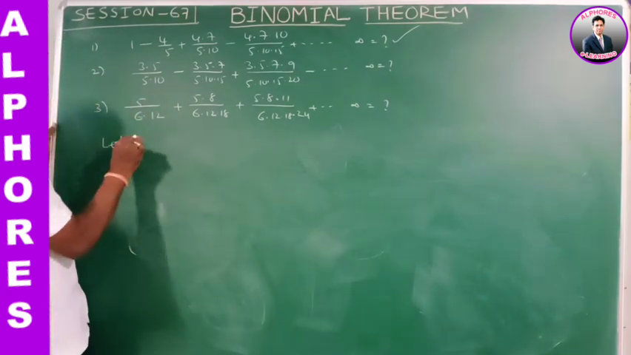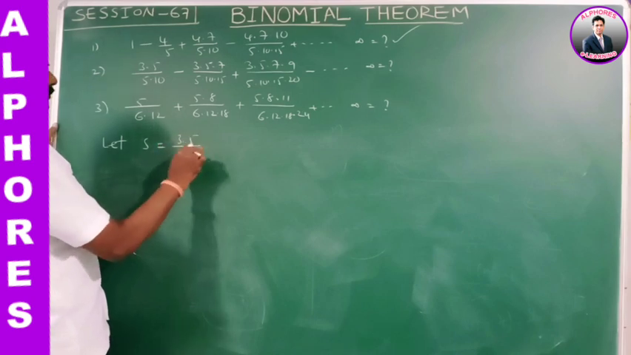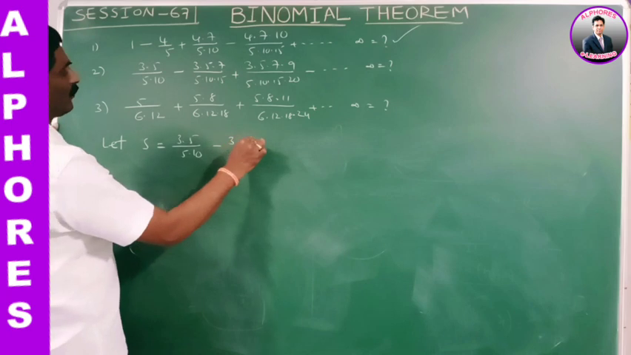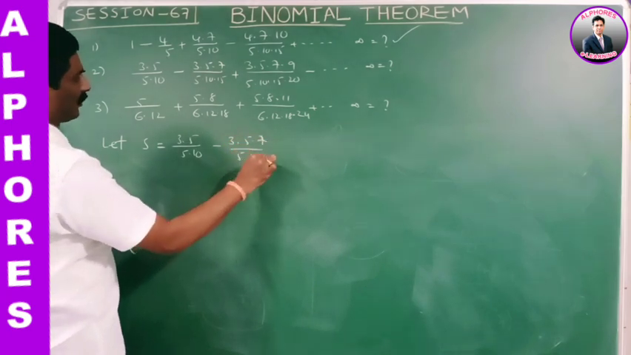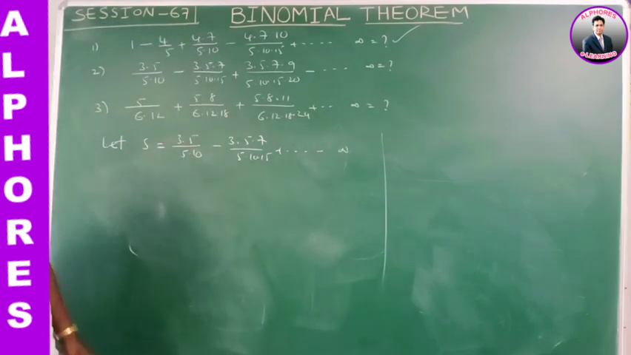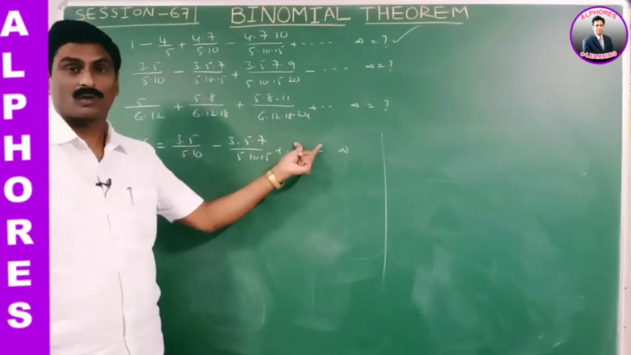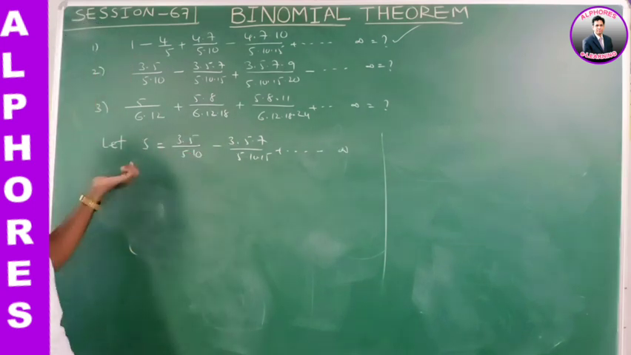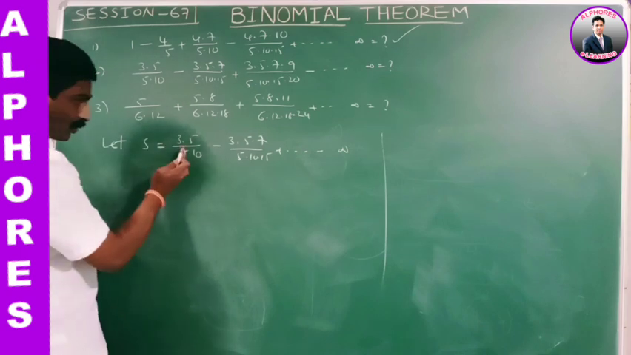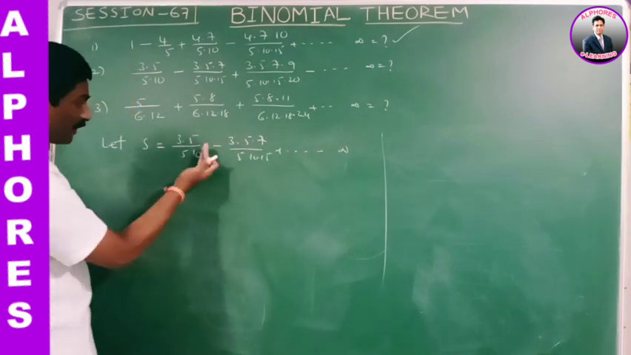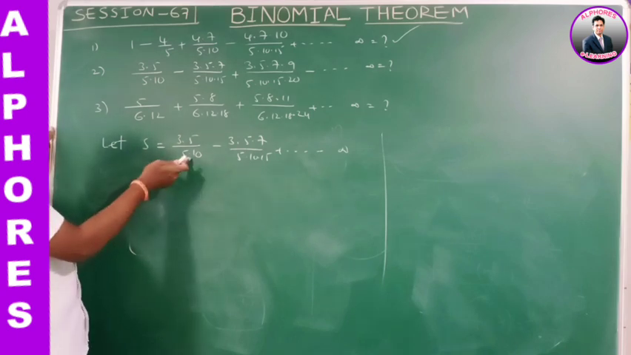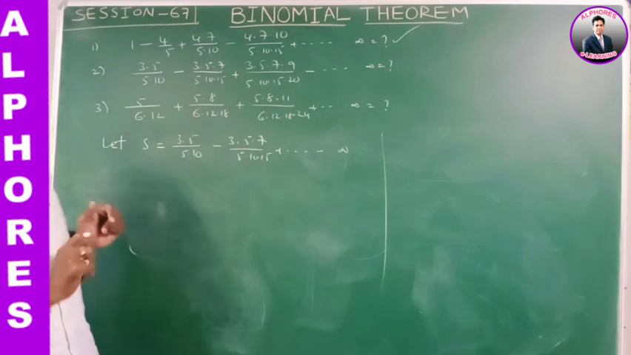Let s is equal to 3 by 5 by 5 into 3 into 5 by 5 into 10 minus 3 into 5 into 7 by 5 into 10 into 15 plus so on. This is the sequence. Please observe the terms in this sequence. Here 2 terms, here 3 terms, here 4 terms, continuous. But before these values, some terms are missing. Please observe the terms. First 2 terms, next 3, 4 continuous. Before this value, how many terms are there? 3 terms, 2 single terms. Next, the sequence begins with 1.